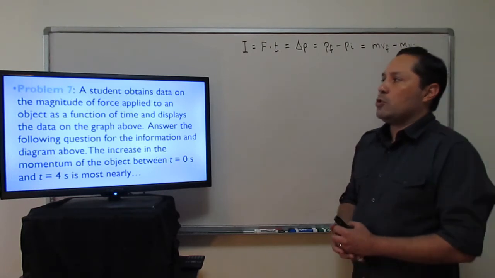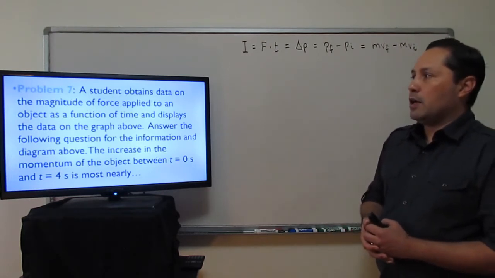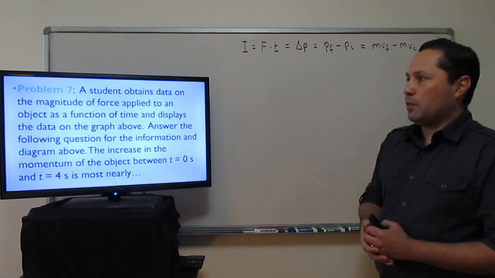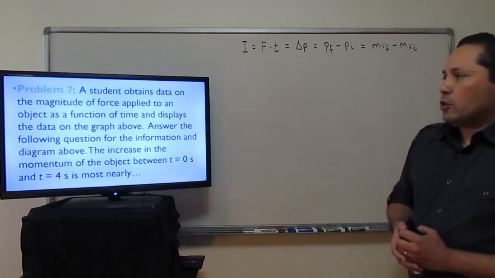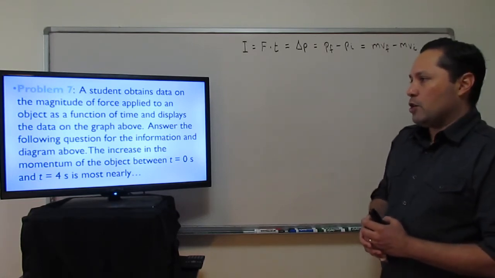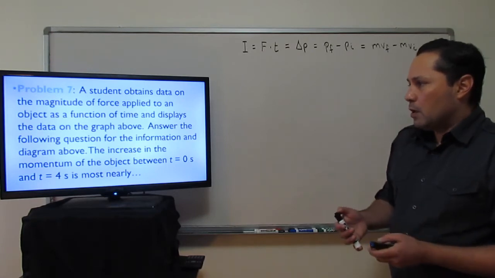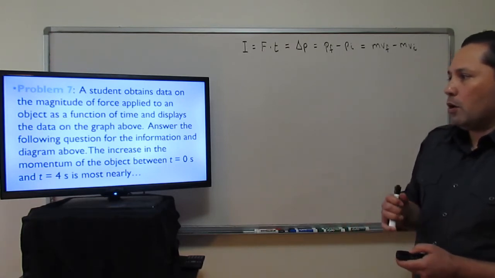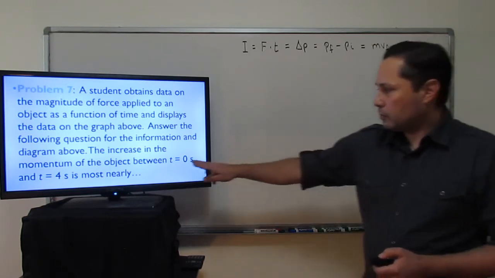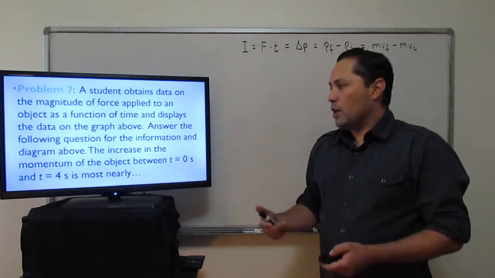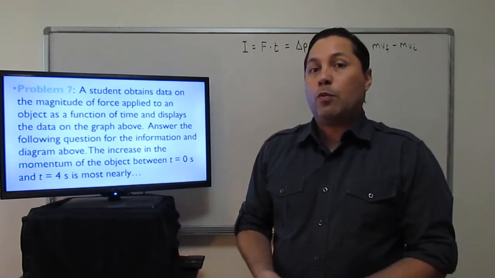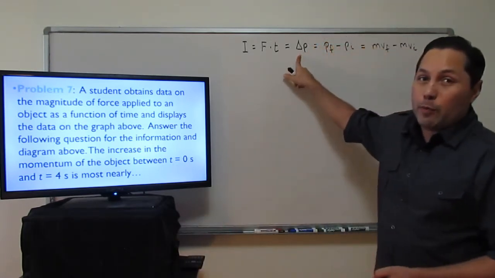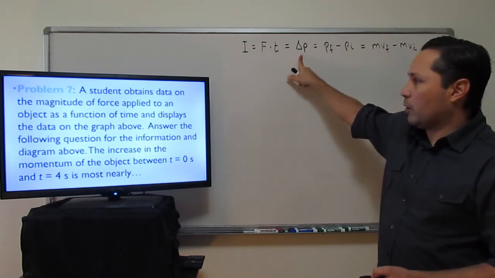And problem number 7 says the student obtains data on the magnitude of force applied to an object as a function of time and displays the data on the graph above. That's on the next slide. Answer the following questions for the information and diagram. So it says the increase in momentum of the object from T0 to T4 is most nearly, so we're looking for what is the increase in momentum, or another way of saying it would be, we're looking for what is the change in momentum.